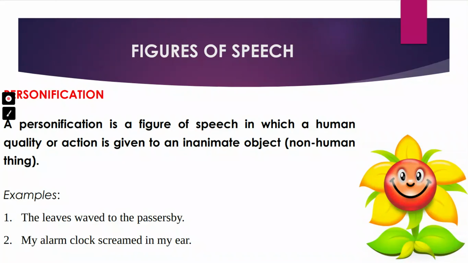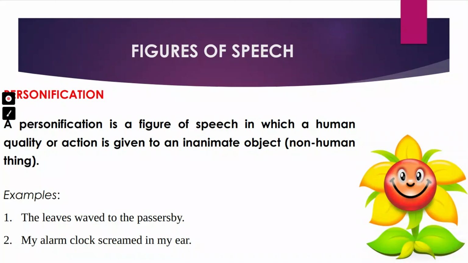Example 1 says, the leaves waved to the passers-by. Now, in this example, you are causing the leaves to behave like a person. You are giving the leaves the human action of waving. Hence, we say that the leaves are being personified, because you are giving a non-human thing a human action, to be able to wave in this case.